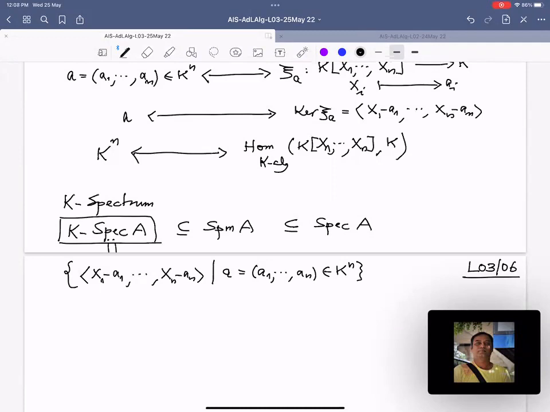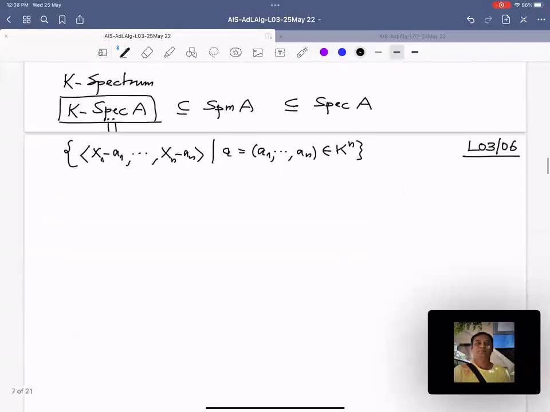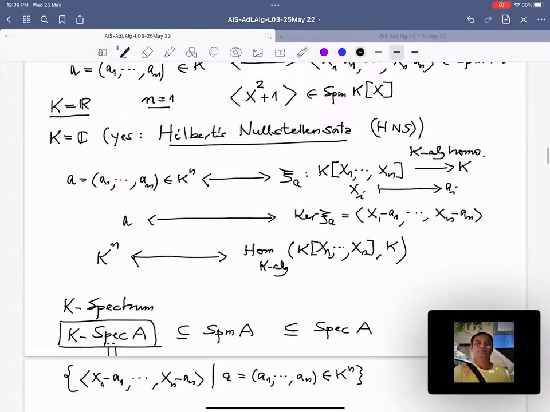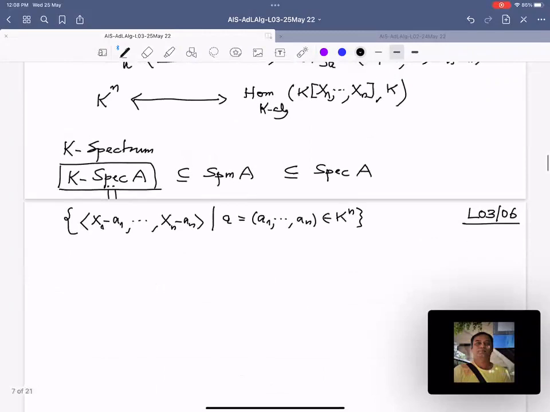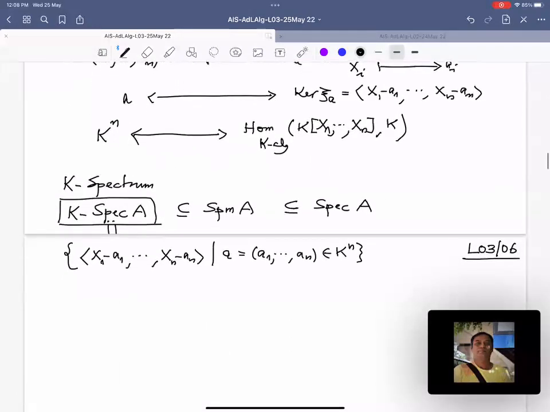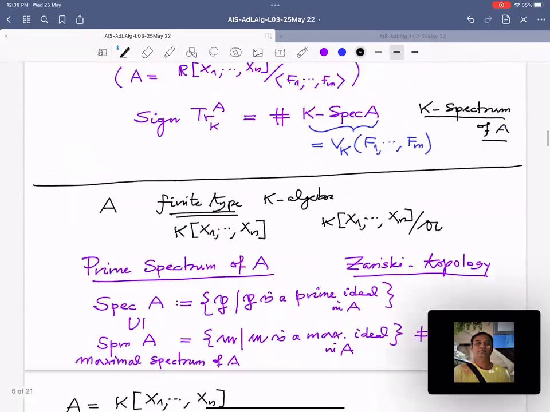So I explained what the K spectrum is. That is the number of points. So this was for the polynomial ring. Now, if A is not a polynomial ring but a finite dimensional vector space, then it is this. You can think of it as this sign. So those are the points. All right. And let us come back to a theorem.